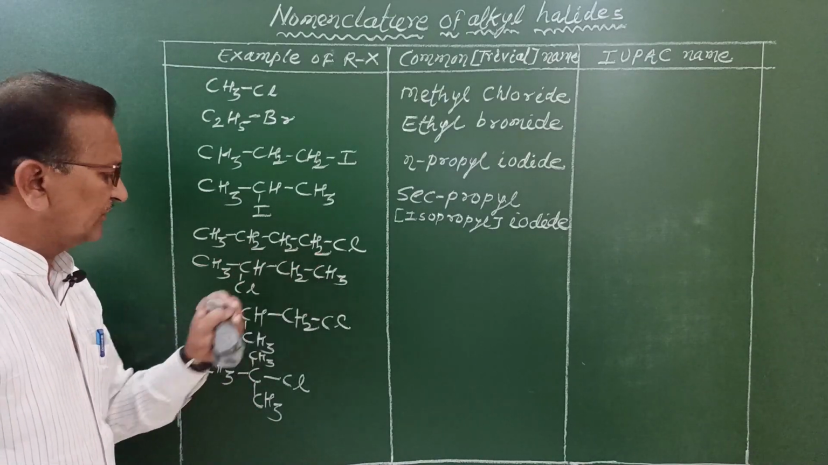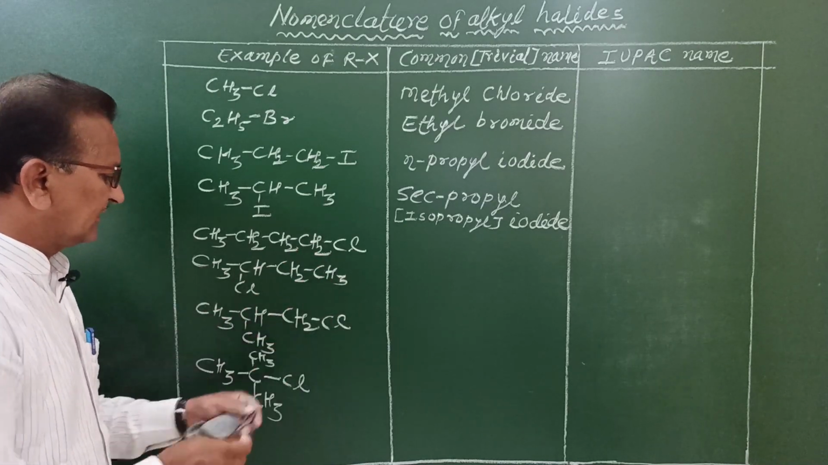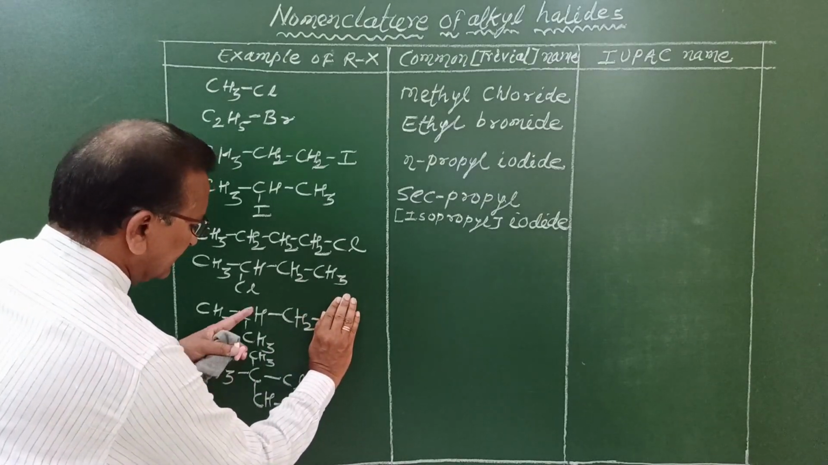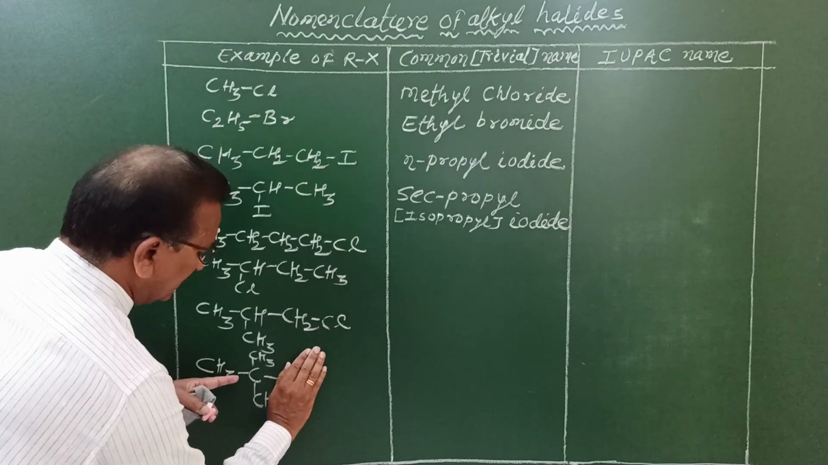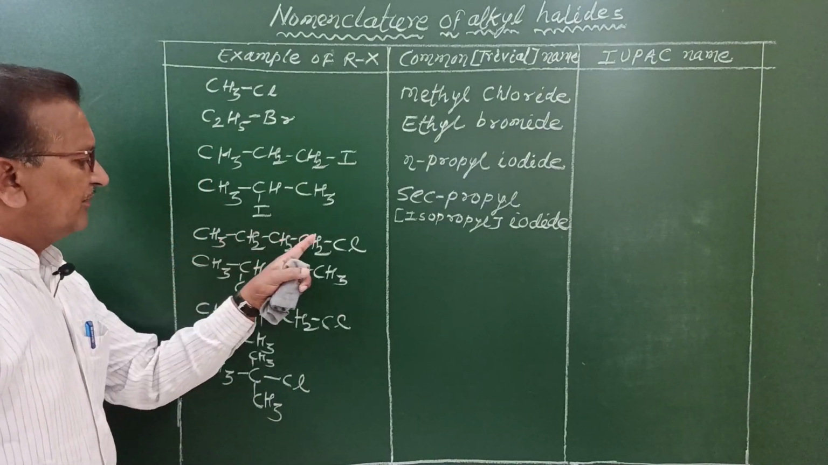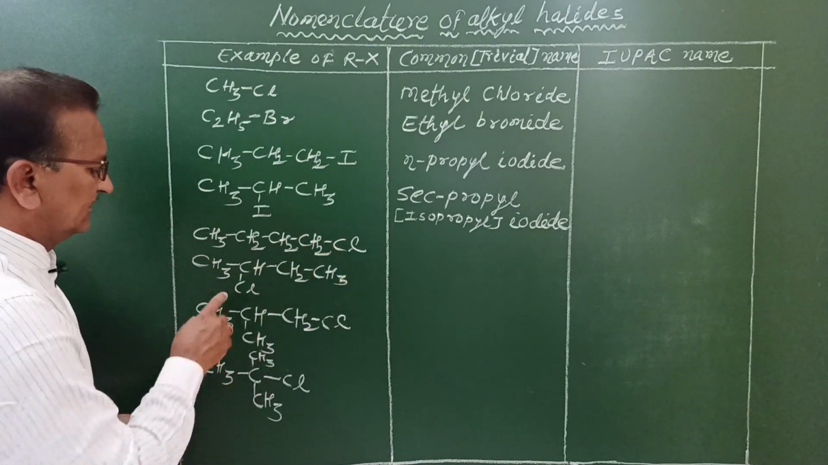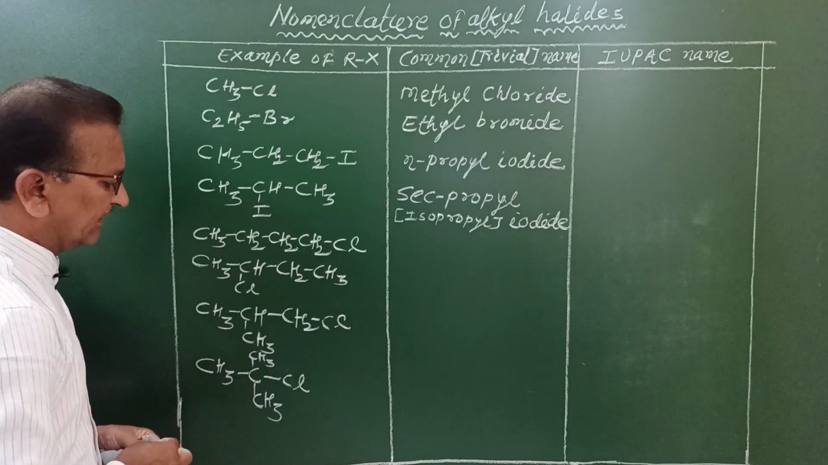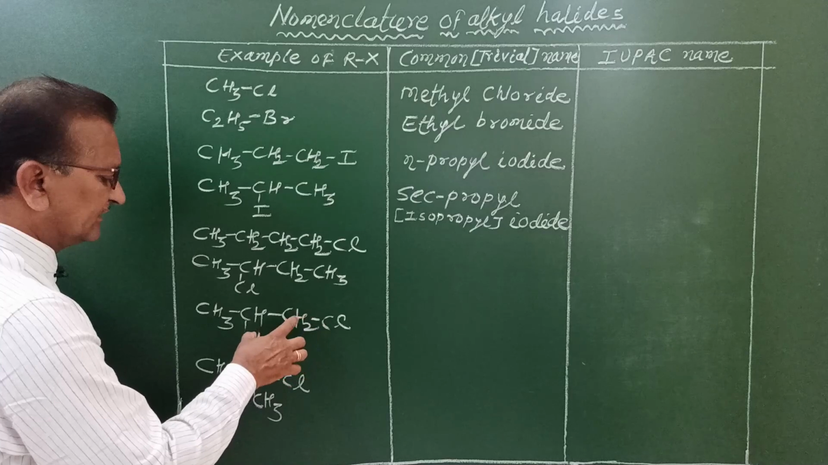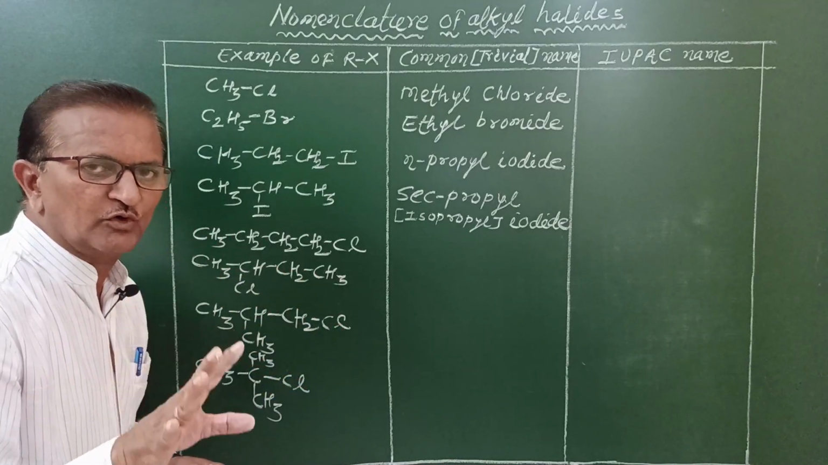This is called n-butyl. This is called sec-butyl. This is called isobutyl. If we block the halogen atom, the chlorine atom here, this group is called isobutyl. This group is called tertiary butyl. So what is the common name of this? n-butyl chloride. This is sec-butyl chloride. This is isobutyl chloride. In the case of isoalkyl groups, try to remember one more important point.